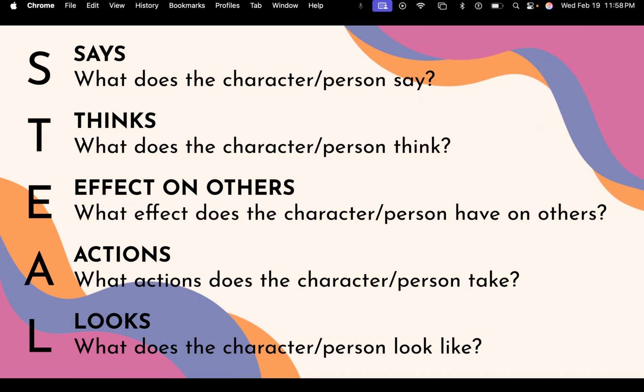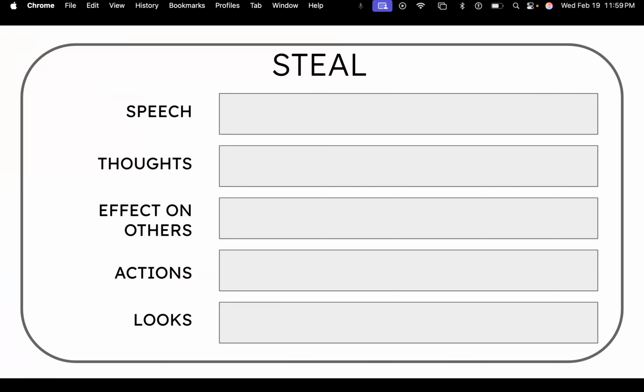Actions. What kind of actions does the character take in the text? And then finally, what does the character or person look like? And this is a way to look at maybe the indirect characterization and just really to understand our character a little bit better. So if this character were your friend, how would you describe them? These are some of the things you would use.